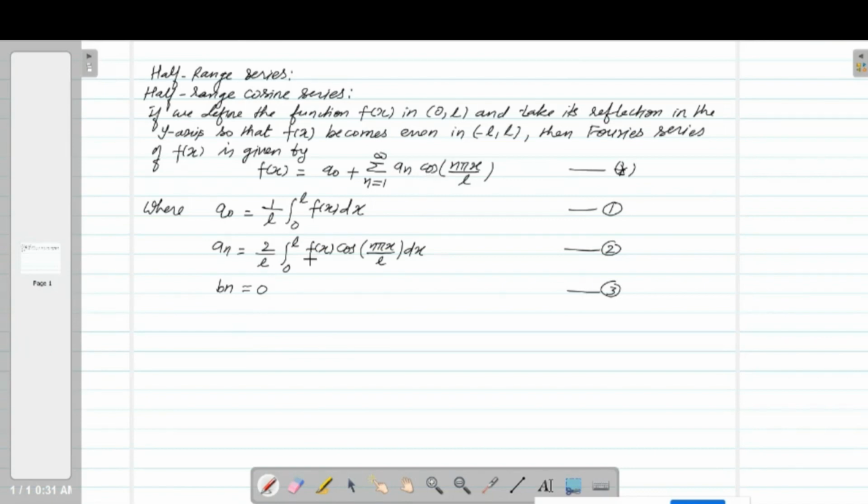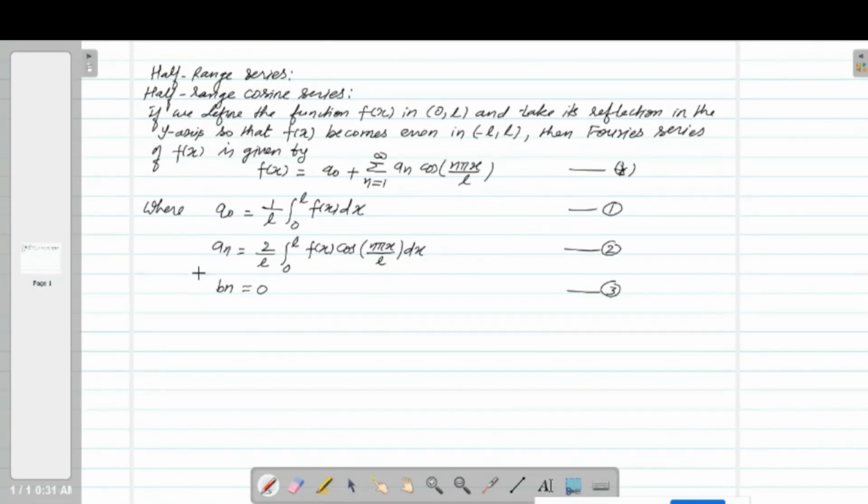That's why this series is known as what? Half range cosine series. Why is this called half range? Because a complete series contains what? Cosine series as well as sine series. But the sine series vanishes, meaning bn is 0, then the sine series will vanish. So only the cosine series is remaining. That's why it is called half range cosine series. Okay.